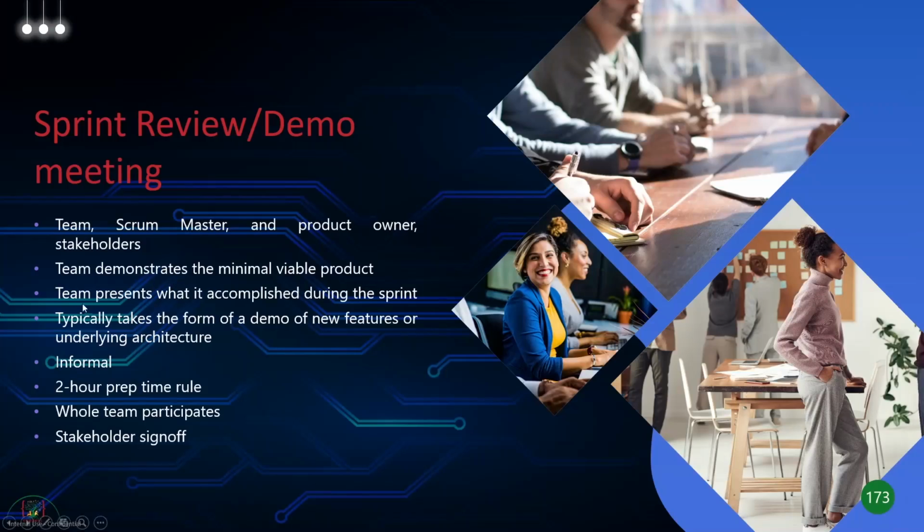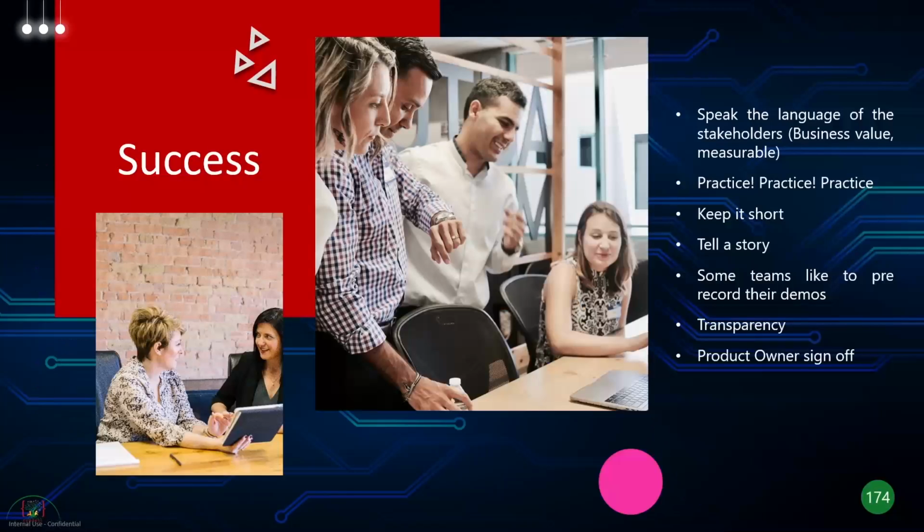So we already spoke about this. The team will demonstrate the minimum viable product. They will show what they accomplished during the sprint. It's informal. You can have 2 to 4 hours. The whole team has to participate and the stakeholder has to sign off.